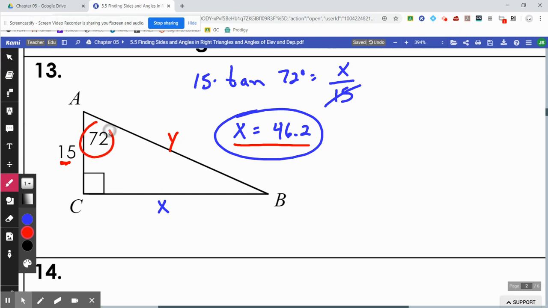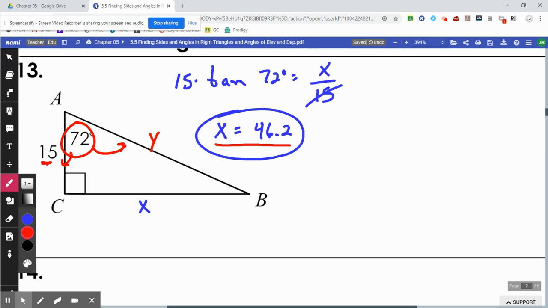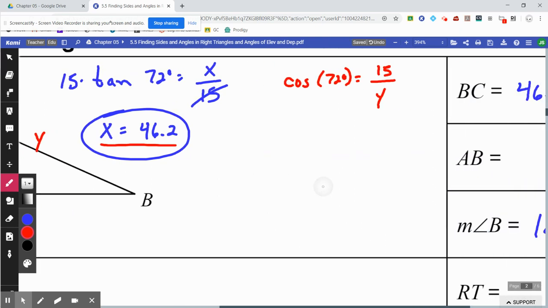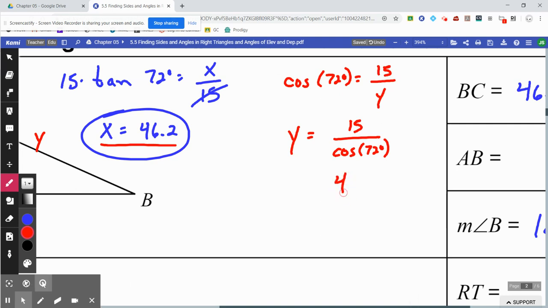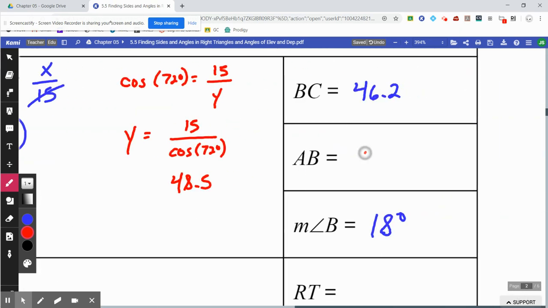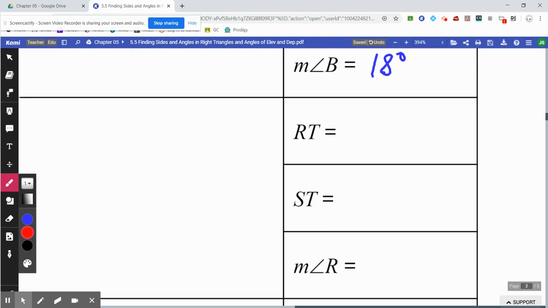So here's my angle. Now I'm dealing with this side and this side, which is adjacent and hypotenuse. So that would be a cosine problem. The cosine of my angle is equal to adjacent, which is 15, over hypotenuse, which is y. Since the y is on bottom, again, I can flip-flop these, and I can do y equals 15 divided by cosine of 72. Type that in, and you get 48.5. So therefore, my y, which is AB on my triangle, is 48.5, and that triangle is now solved. We found every side and every angle.